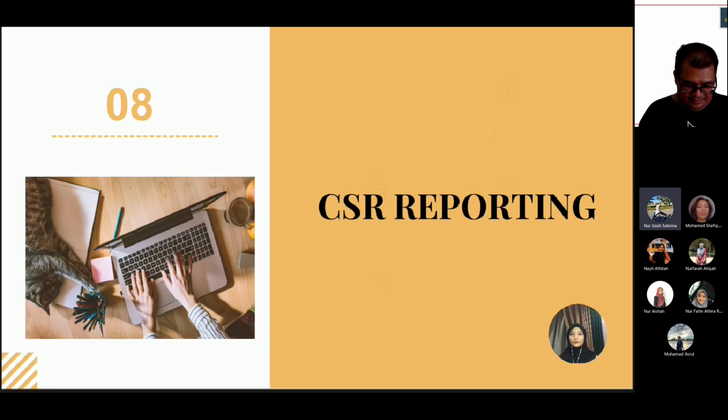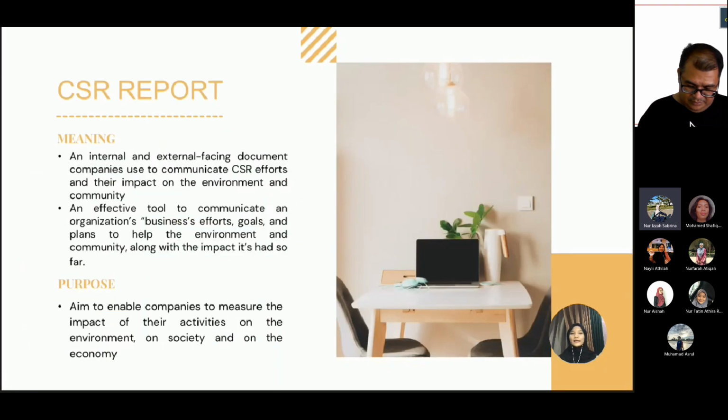Okay, so now let's move on to the definition of CSR report. CSR report is an internal and external facing document companies use to communicate CSR efforts and their impact on the environment and also community. It is one of the effective tools to communicate an organization's business efforts, goals and plans to help the environment and community along with the impact it's had so far.